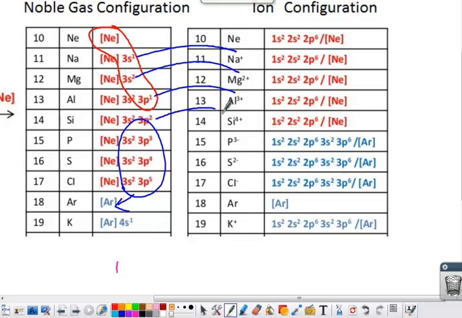Silicon can lose 4 electrons and look like neon. Technically, it can also gain 4 electrons. If it gains 4 electrons, then it'd be silicon minus 4, and it would look like argon. On the other side, this has 5, and it gains 3, so it looks like argon. So ions form based on how close they are to looking like a noble gas. It does get a little weird in the transition area, but not to worry.